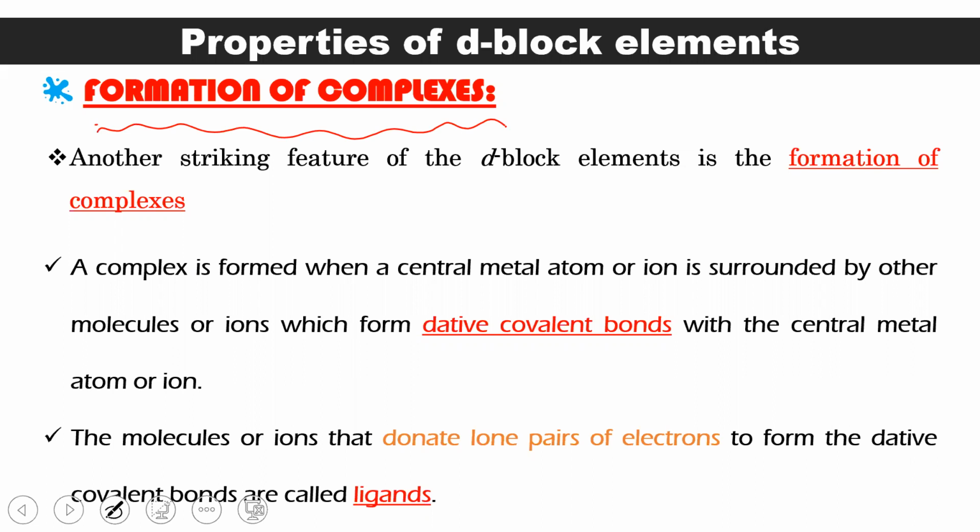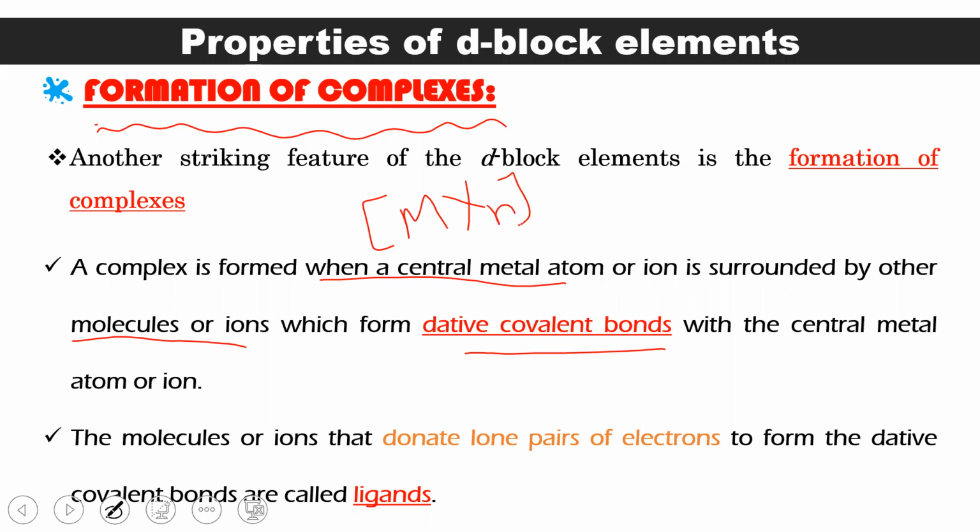So how can it form? When you observe the complex, a complex is formed when a central atom, the central metal ion, is surrounded by the molecules or ions which form the attaching covalent bonds with the central metal atom or ion. So that is known as the complex. The M indicates the metal ion, and the X means it is an ion or a ligand.